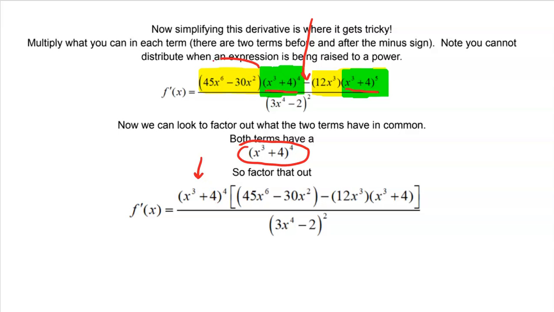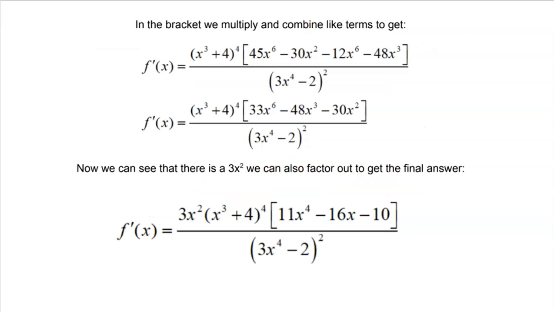So when I factored away from this first term, the only thing left is the 45x to the 6 minus 30x squared. Technically, I didn't even need those parentheses around it. Minus, now when I factor out from the back, there were 5 of them. I'm only allowed to factor 4 out, so that leaves x cubed plus 4 to the first left behind. But now inside those brackets, I can distribute this negative 12x cubed, which is going to get a negative 12x to the 6th and a negative 48x cubed. So that was my next step, simply doing that multiplication.